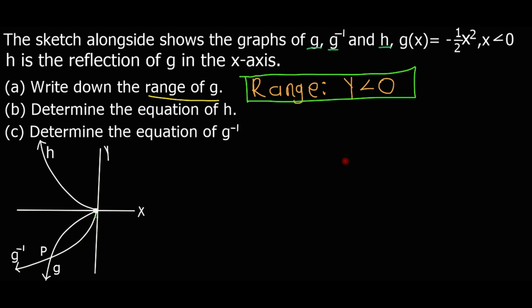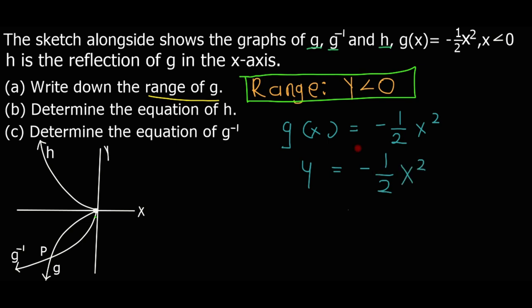And then our level part B. Part B says, determine the equation of H. Determining the equation of H, this is G reflected along the x-axis. We know that G at x is negative 1 over 2 x squared. So this is y equal to negative 1 over 2 x squared.